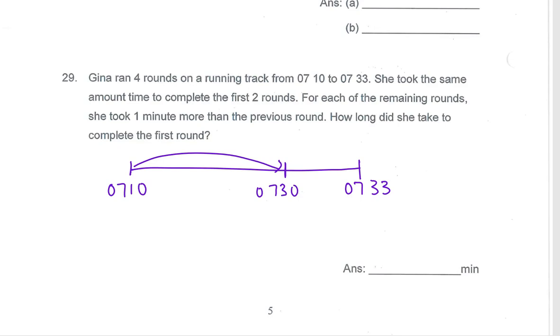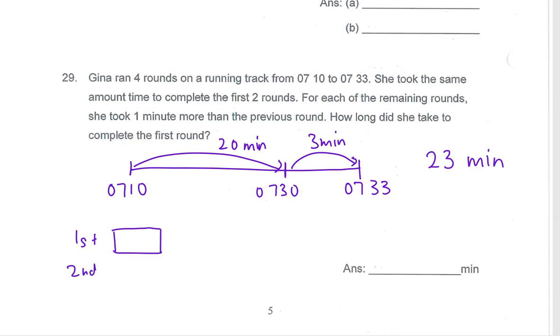Very nice number. 10 to 30 makes 20 minutes. And from 30 to 33 makes 23 minutes. So the total duration is 23 minutes. She ran for a total of 23 minutes. Now she took the same amount of time to complete the first 2 rounds. So going by model method, the first round, she took the same time for the second round as well.